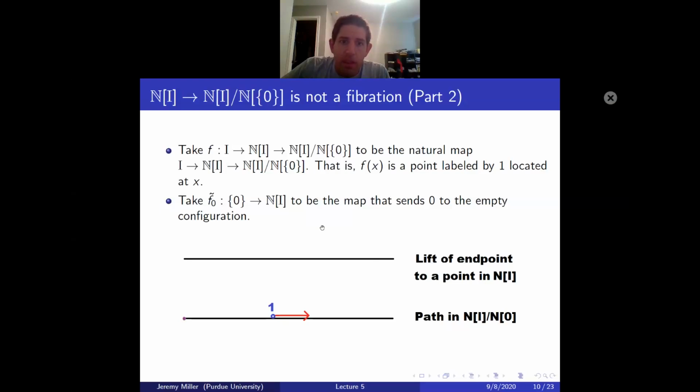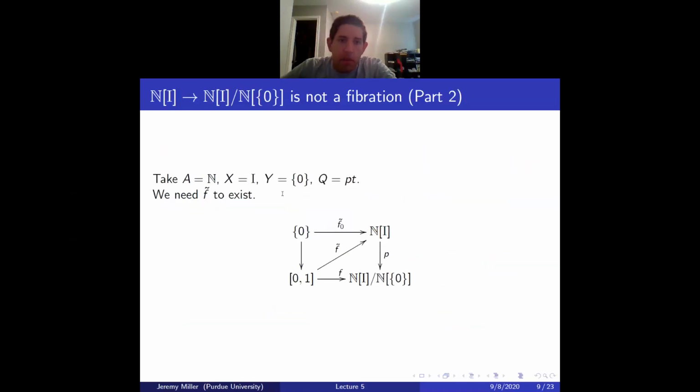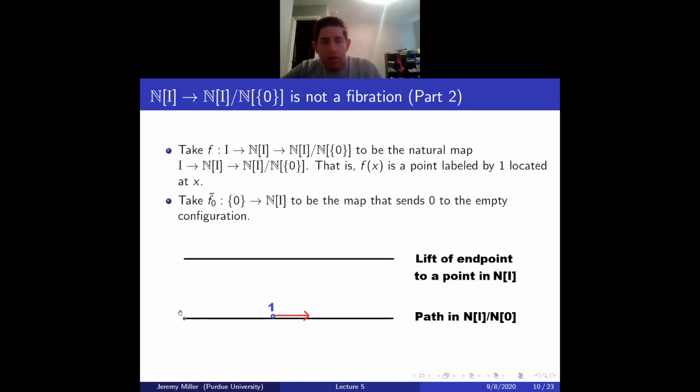Big picture, I'm claiming that this map is not a fibration by building an explicit path down here and a lift of one endpoint such that we can't build this lift. That's what we're trying to do, and I claim that this is an example of it.